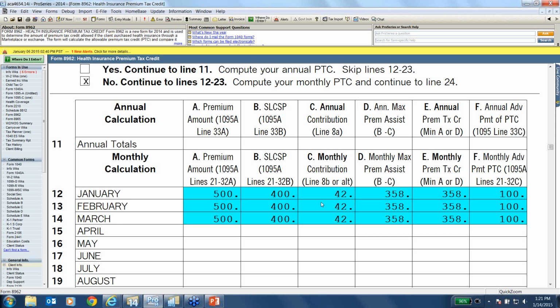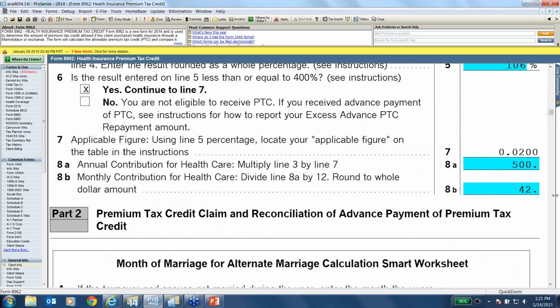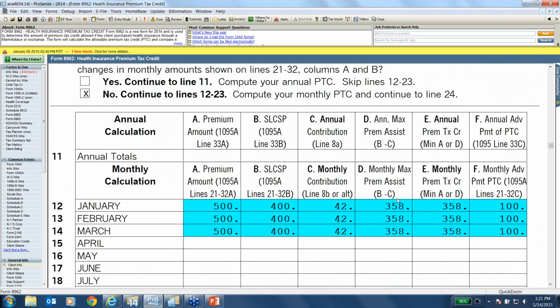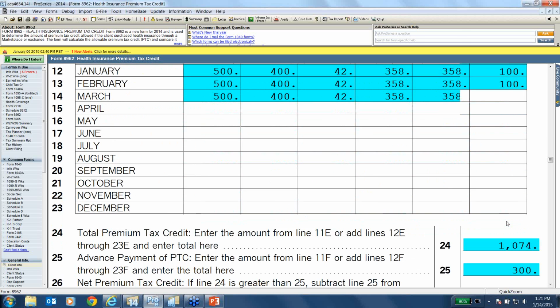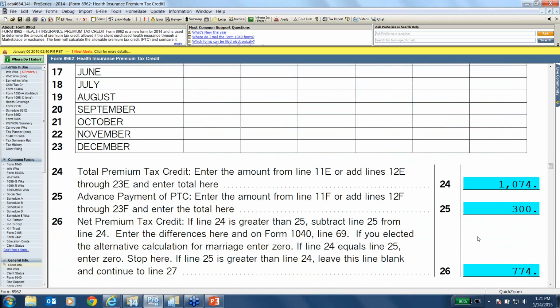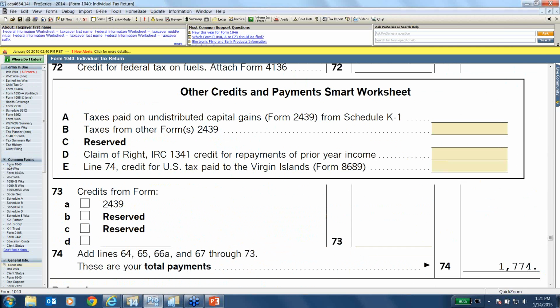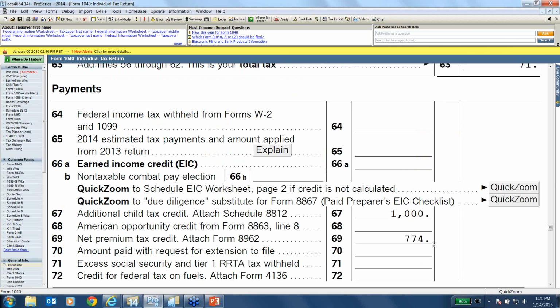The difference between the two, I'm sorry, the 42 is from up here. That's what the household can afford to pay. And then we subtract that out, we're left with $358. Upper limit of that is the $500. So our premium tax credit, $358 per month. We got $100 per month up front. The difference between the two of the totals is $774. That's our extra credit that we deserve. Go to the 1040. And that's where that number comes in, 774.